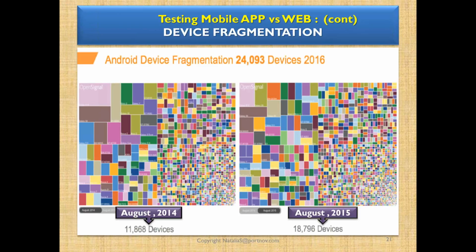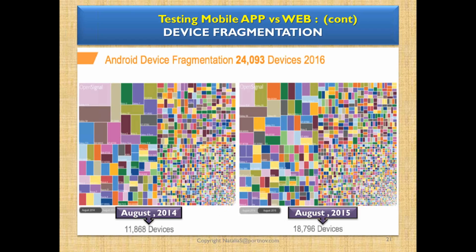Android device fragmentation. So, every single square is a device with a different screen resolution. And check this out. This is the statistics between August 2014 and the year later in August 2015. It basically grew by 7,000 new devices that hit the market. So people were buying more and more and more.